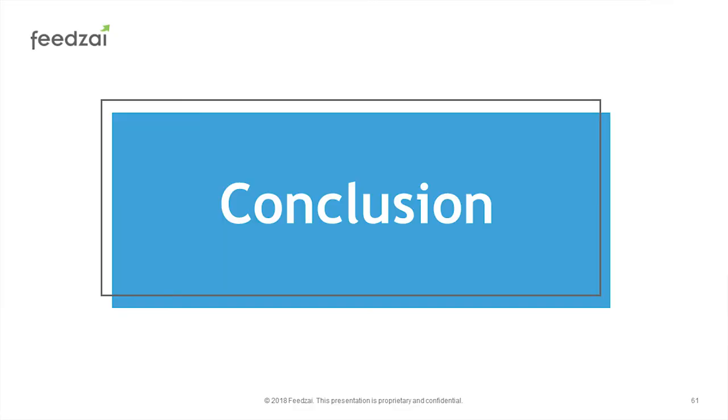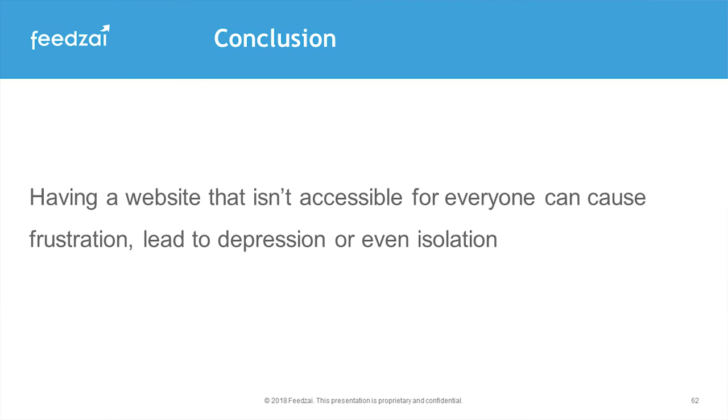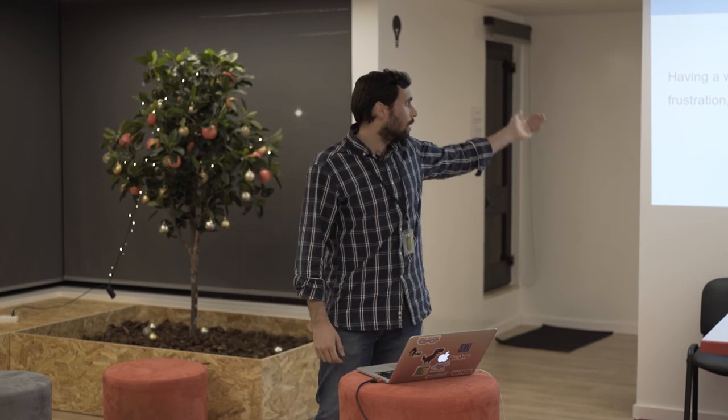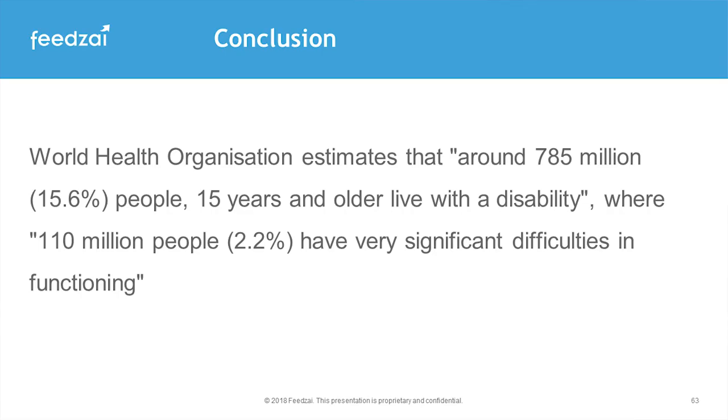To end the presentation, having a website that isn't accessible for everyone causes frustration, leads to depression, and even isolation. I actually felt frustrated when navigating on the Nuno website. It was really annoying to have to go through all the links and not even be able to see which movie I'm selecting. The World Health Organization estimates that around 700 million people aged 15 years and older have some kind of disability, where 100 million of them have very significant difficulties in functioning.